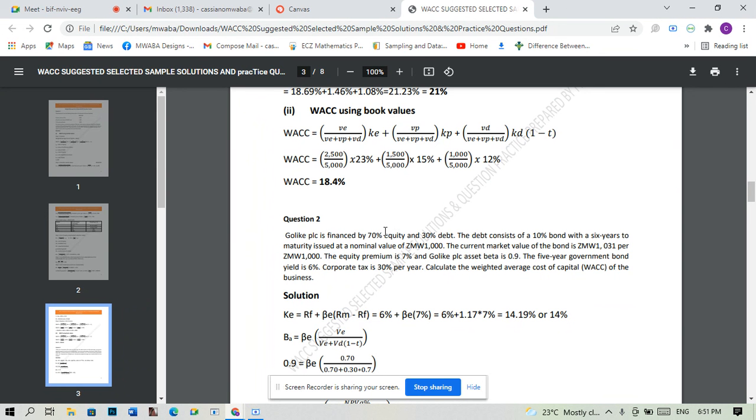Okay, remember, a company can be financed by equity or debt. So this company is being financed by 70% equity and 30% debt. The debt consists of a 10% bond with 6 years to maturity issued at nominal value of 1,000. So this sentence here, which says 6 years to maturity, tells us the debt is redeemable, and it's redeemable in 6 years.